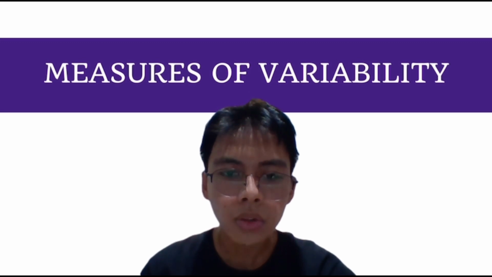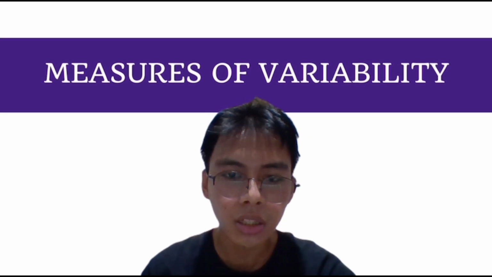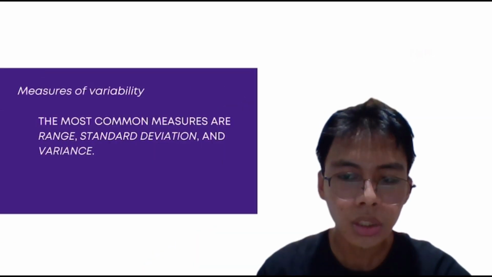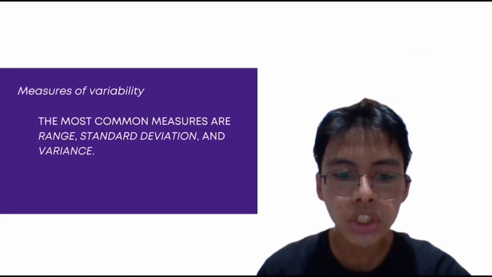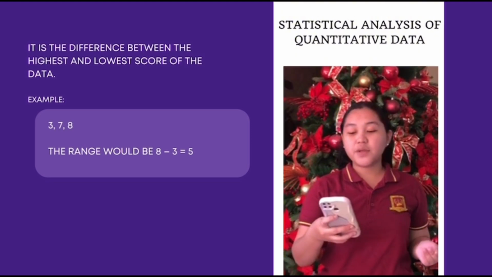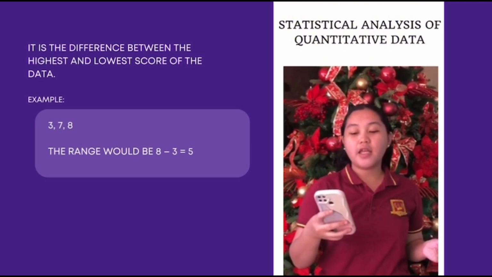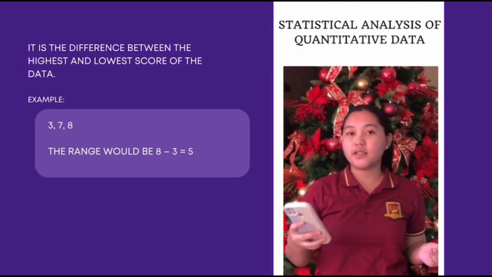Now, let's move on to measures of variability. These measures help us understand how spread out the values in a data set are. The most common measures are range, standard deviation, and variance. The range is the difference between the highest and lowest value in the data set.